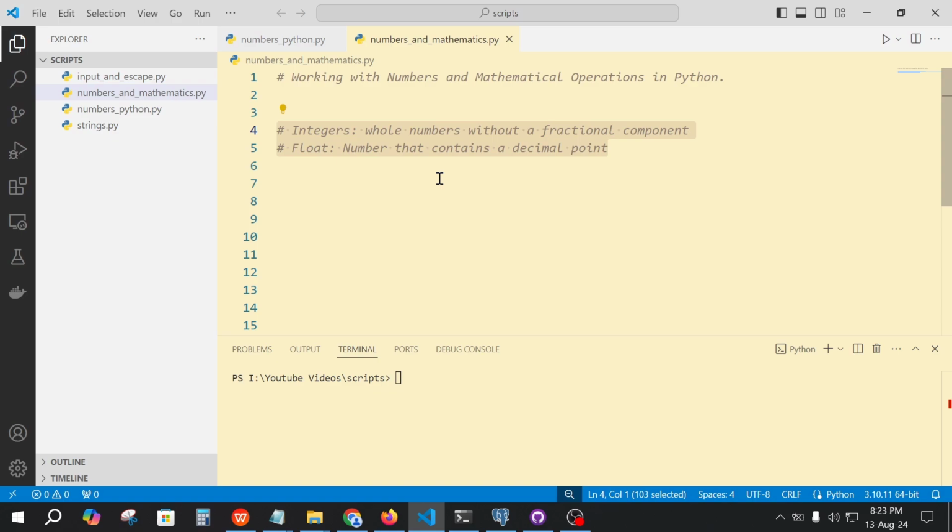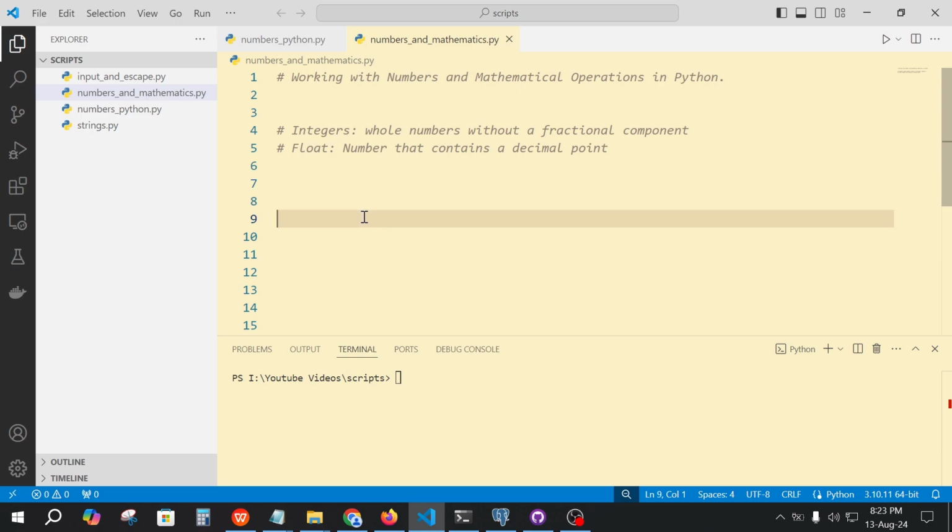So as you can see, there are two types of numbers. First are the integers, the whole numbers without a fractional component, and the second one is float, a number that contains a decimal point. Let's see it with an example. We will start with integers.